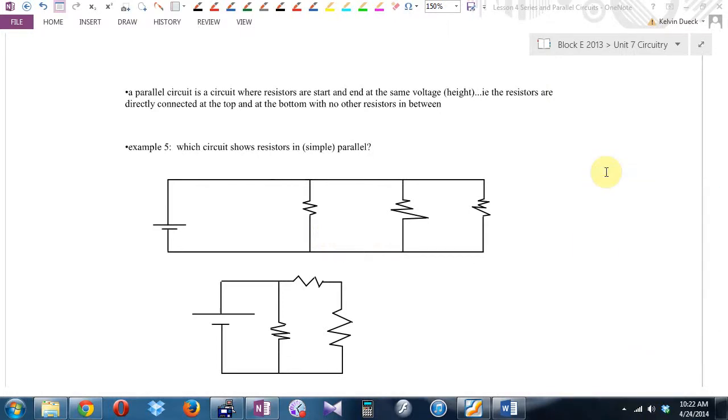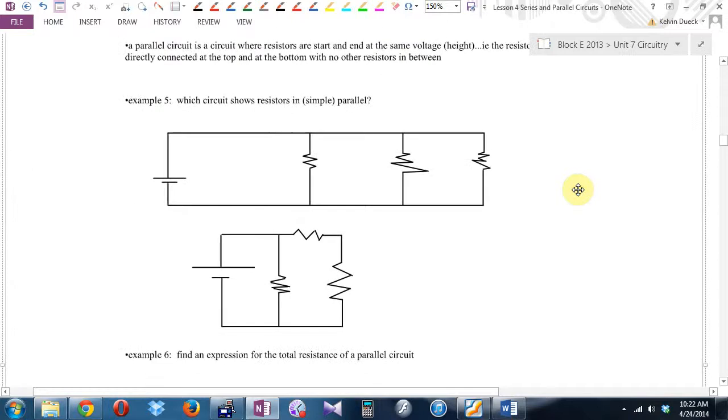A parallel circuit is a circuit where the resistors start and end at the same voltage, the same height, but they go in different pathways, different hills. Which circuit shows resistors in simple parallel? Top one or bottom one? Top one. What we're saying is the skiers can shake hands. Some can go this way, some can go this way, some can go this way, but they all meet up again. That's a parallel circuit.